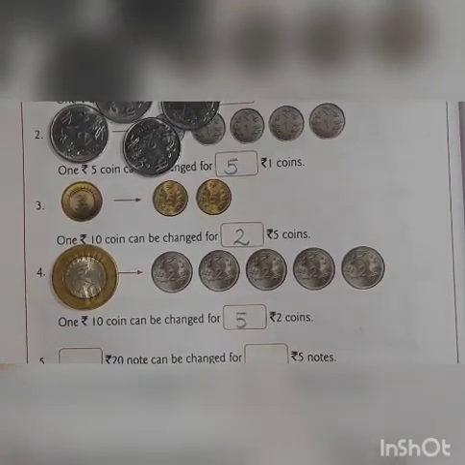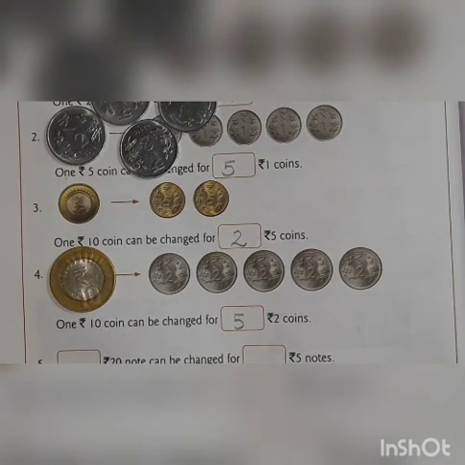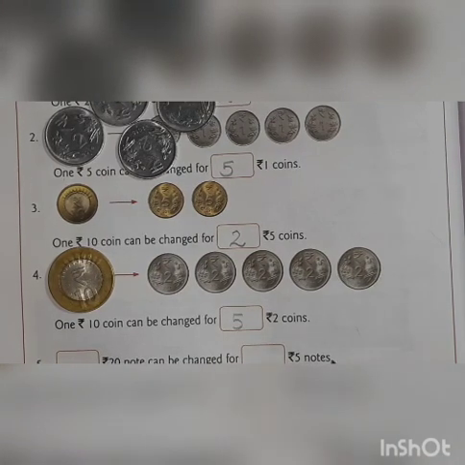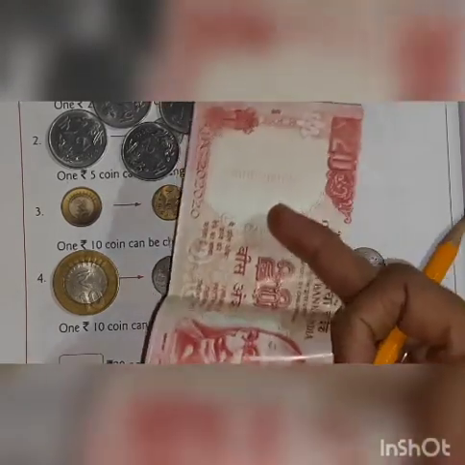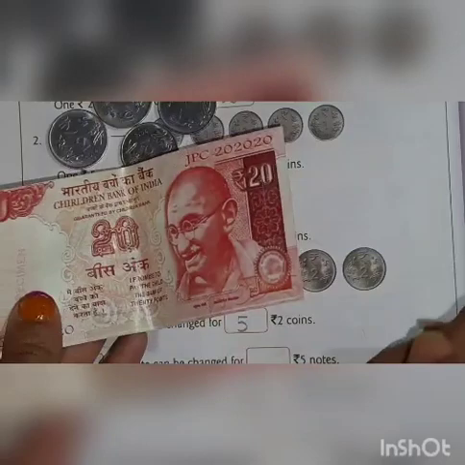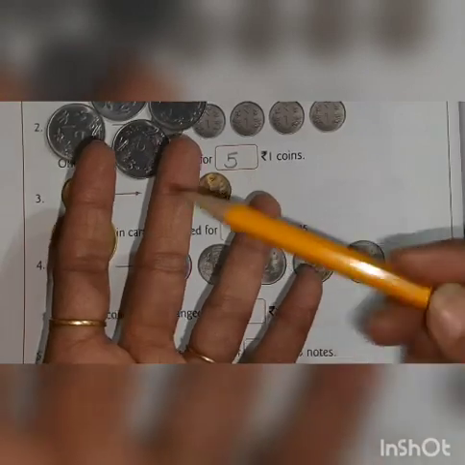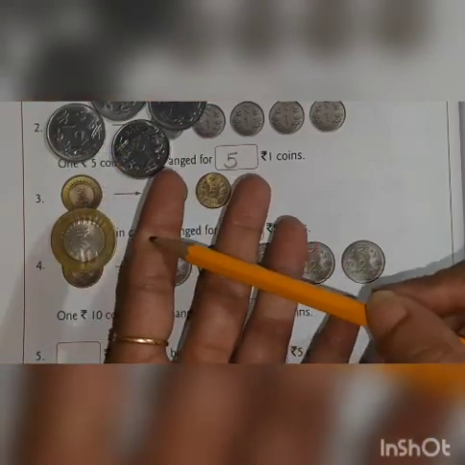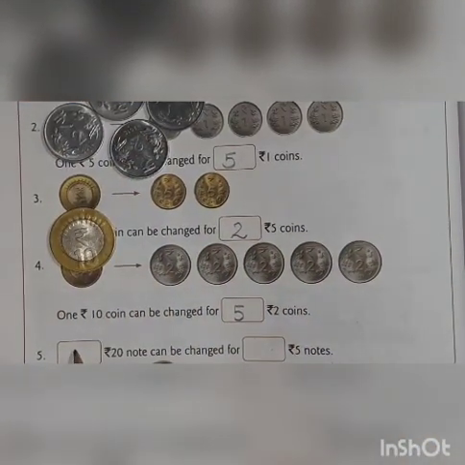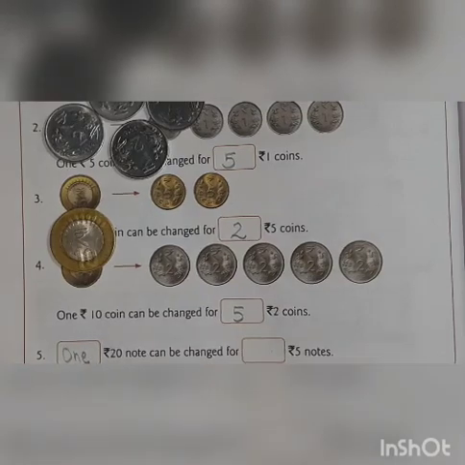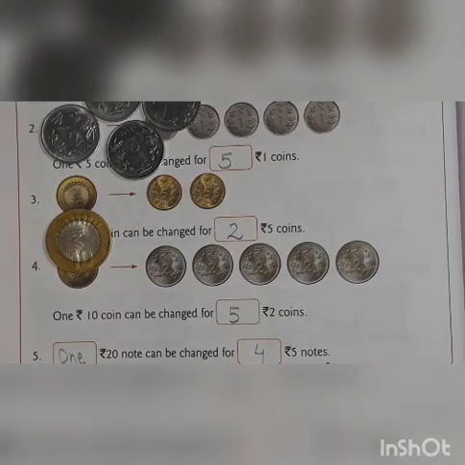And the next one, a 20 rupees note can be changed for dash 5 rupee notes. Now we'll see the 20 rupees note. This is a 20 rupees note. Now how many 5 rupees notes do we need? 5, 5 is 10, and 5 is 15, and 5 is 20. So how many 5 rupees notes do we need? 4. So a 20 rupees note can be changed for 4 notes of 5 rupees.